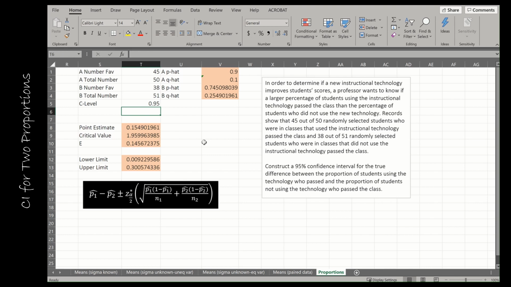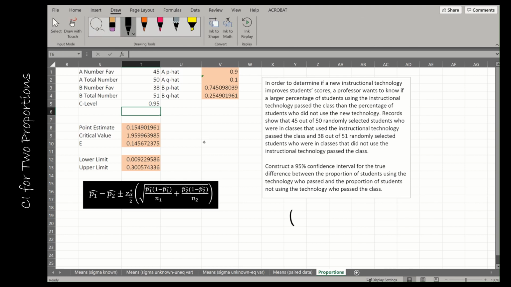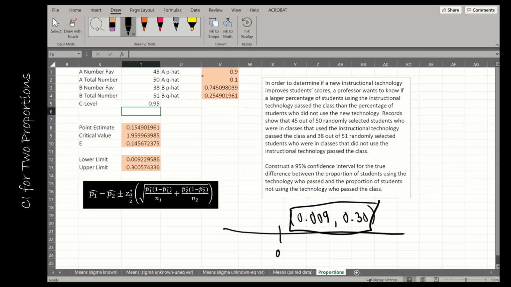Now, the solution, again, is 0.009, comma 0.30. So essentially that's 0.9% to 30%. But where's 0? Again, if I were on a number line, 0's over here to the left because all of this is positive. So what conclusion can I draw? Well, I'm 95% confident that the percentage of students who pass the class is between 0.9% and 30% higher.